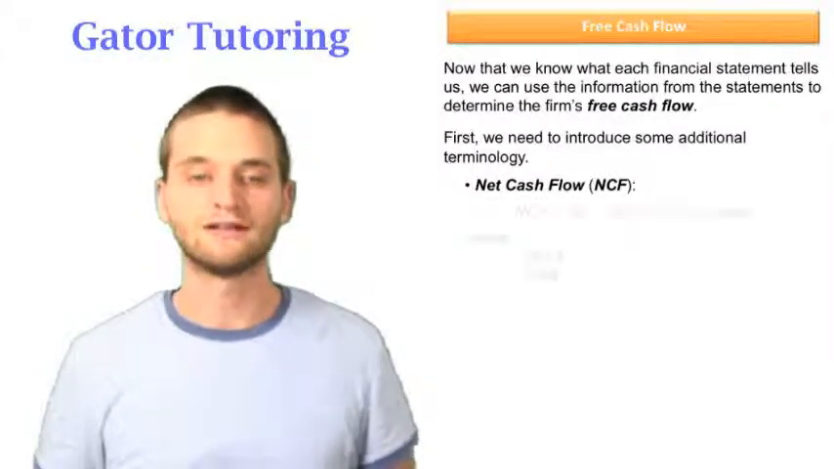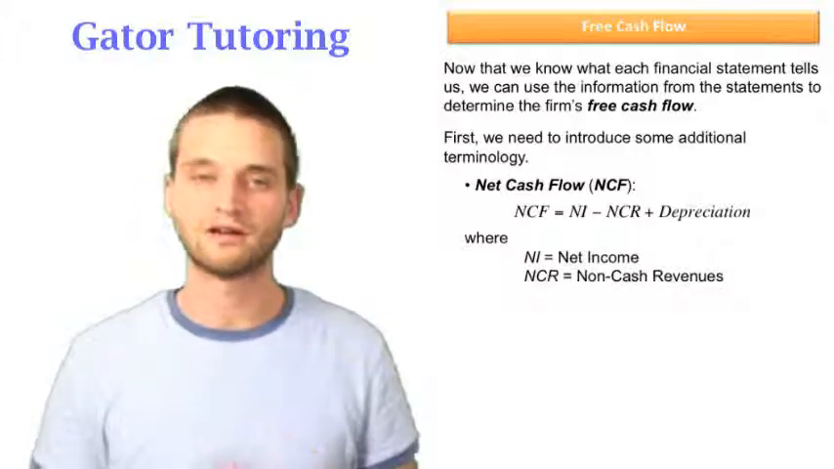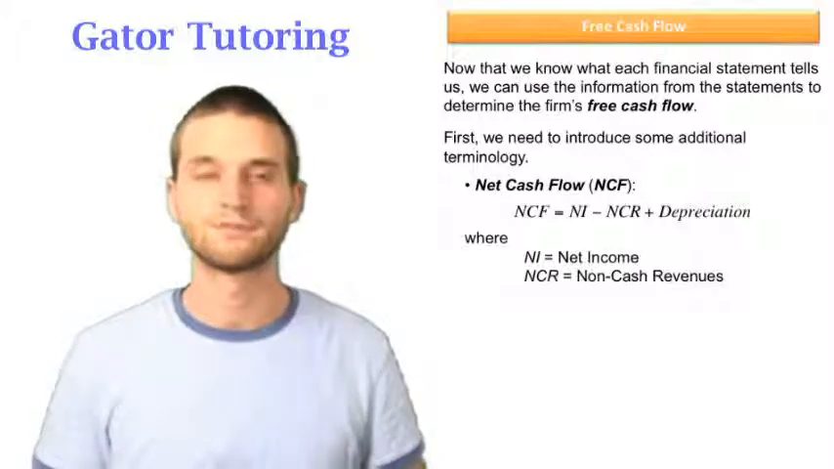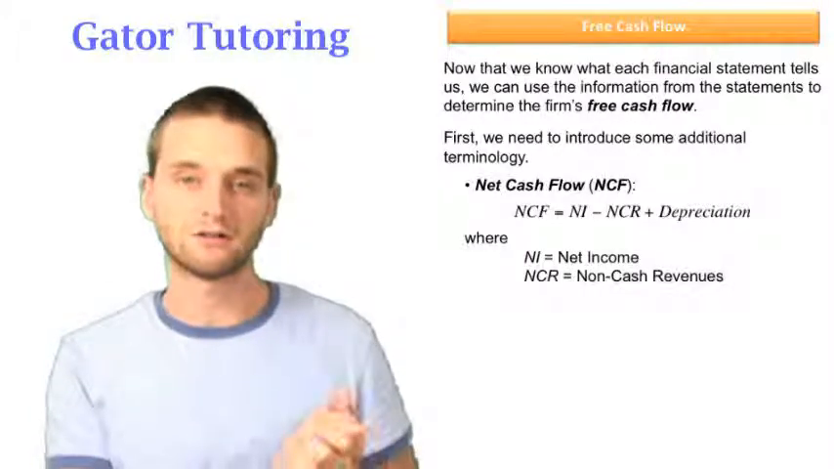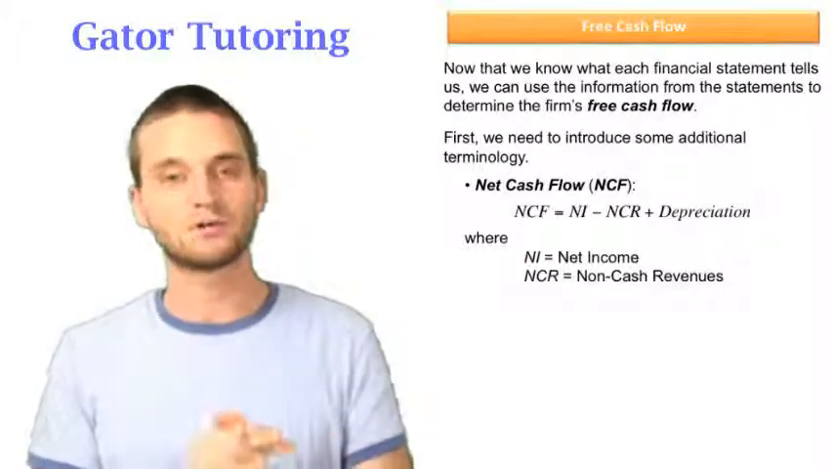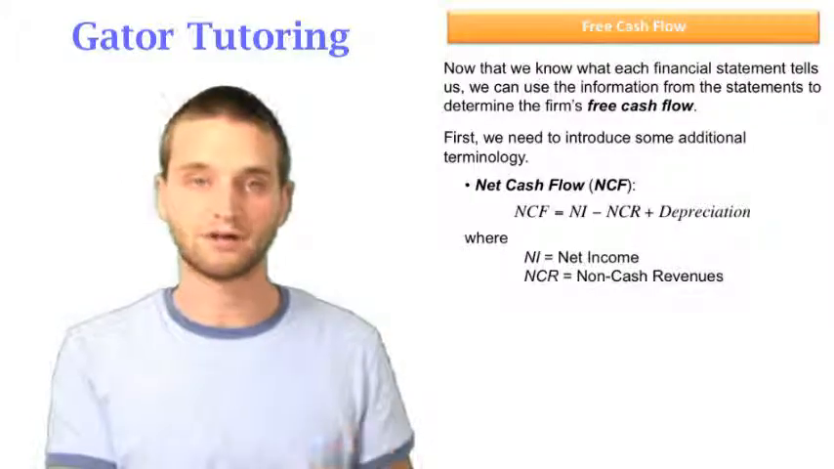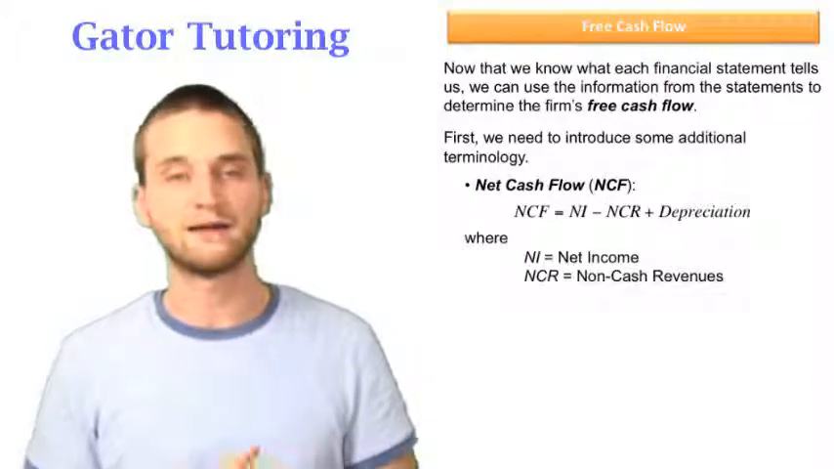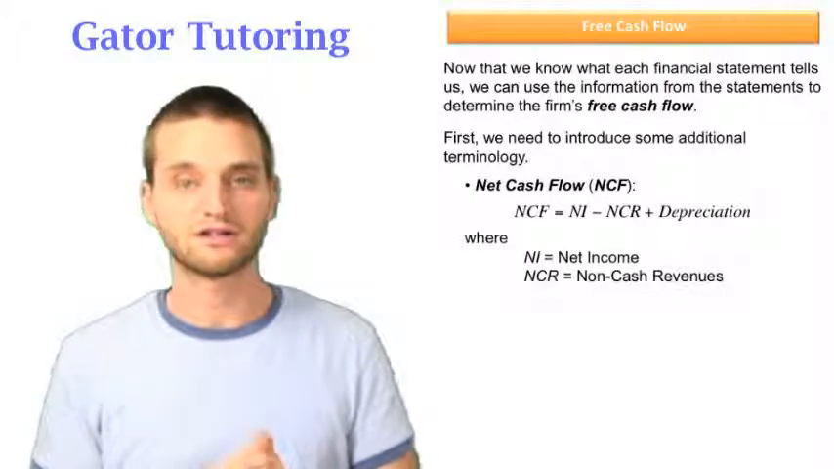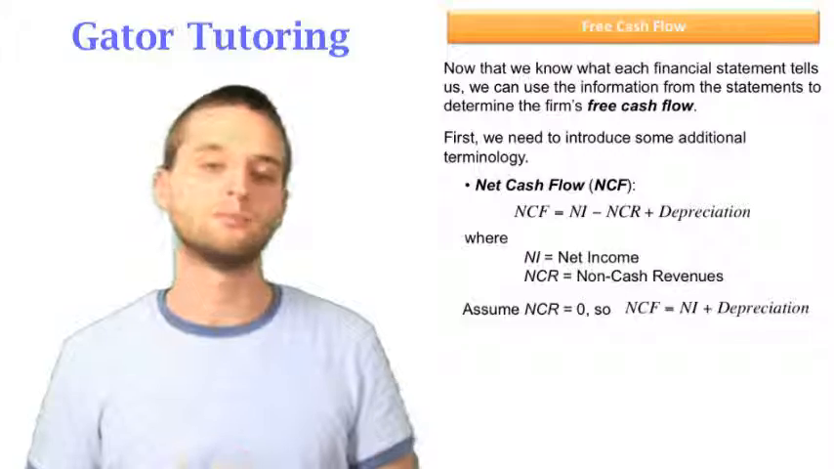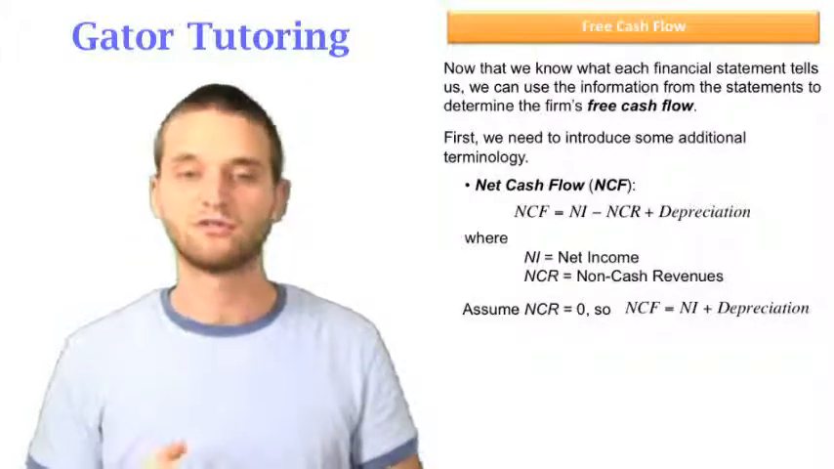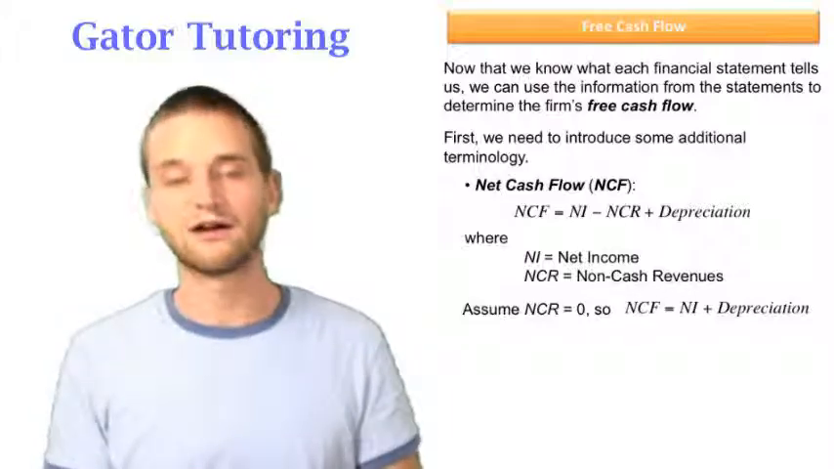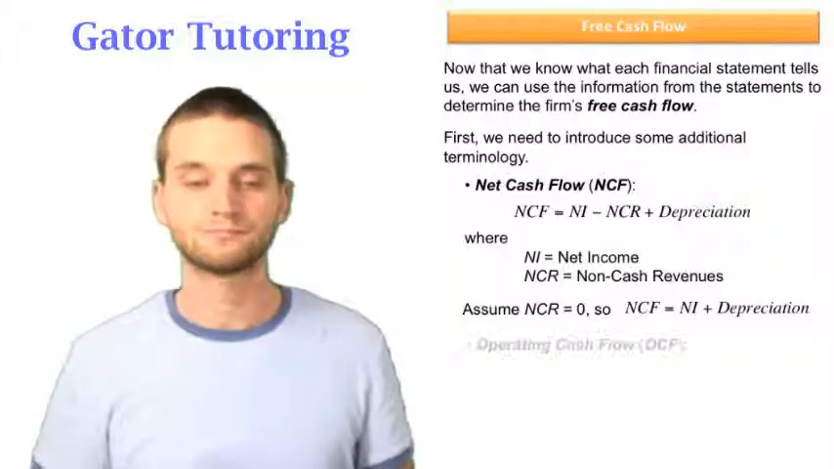Net cash flow, or NCF, is equal to the net income minus non-cash revenues plus depreciation. If you recall back when we were looking at our statement of cash flows, we added in depreciation because it was a non-cash expense. Well, that's what we're doing here. We're subtracting non-cash revenues and adding back in depreciation because it's a non-cash expense. Usually we assume that non-cash revenues are zero, so our full formula for net cash flow would just be equal to the net income plus the depreciation.